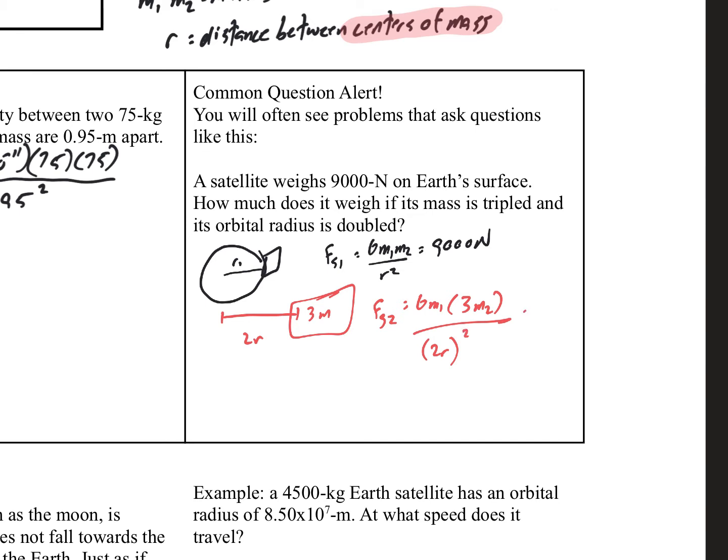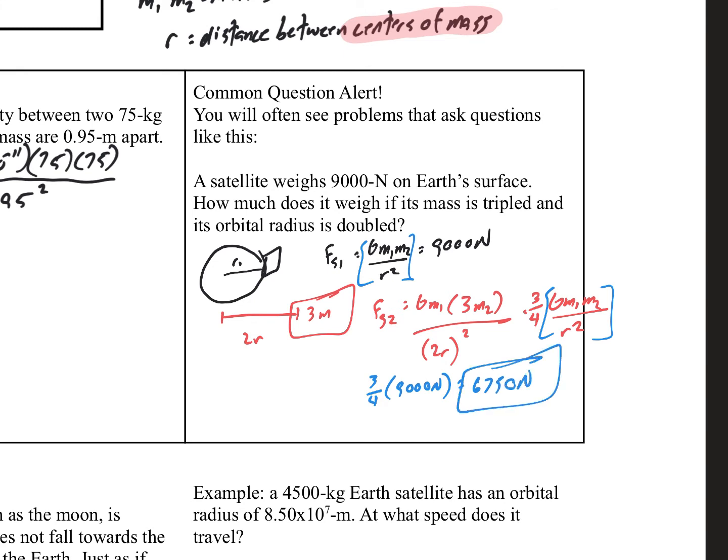So when I do the math on this, I get 3/4 big G m1 m2 over r squared. So if I look at this chunk here, it is going to be the same as this chunk here for those two pieces. So how much would it weigh if those things happened? Well, I'm just going to get my 3/4, multiply it by my previous 9,000 newtons that it weighed, to get 6,750 newtons for how much it weighs if that doubles.